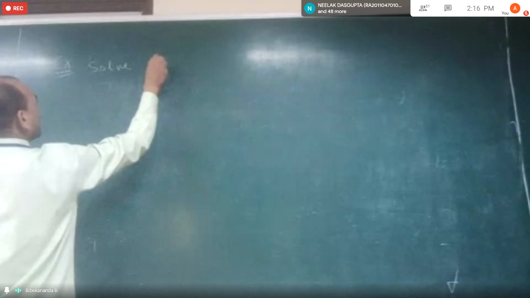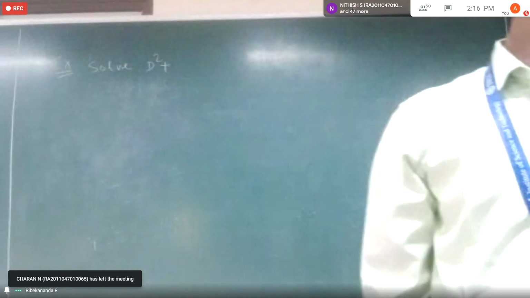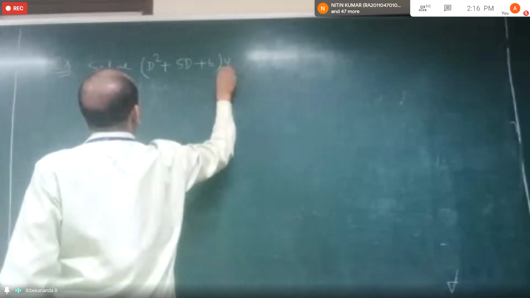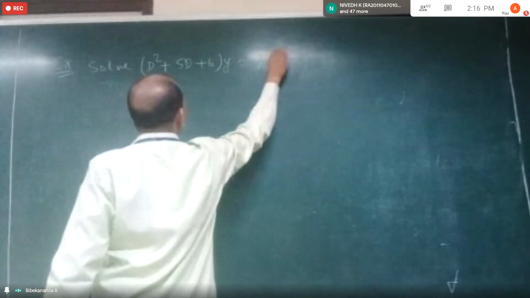Solve (D square plus 5D plus 6) y equal to x square. Okay, so if it is to be solved, what are the things you need to find here?